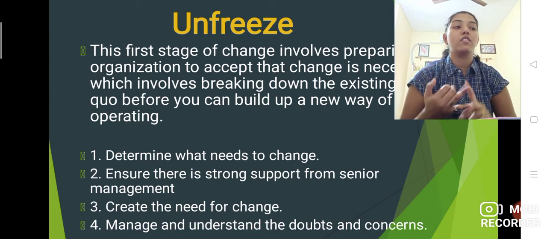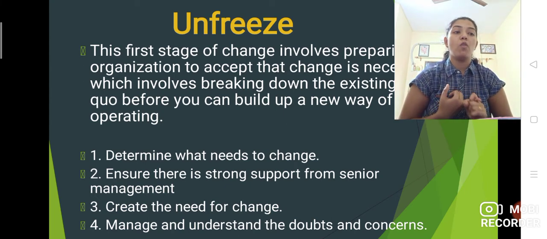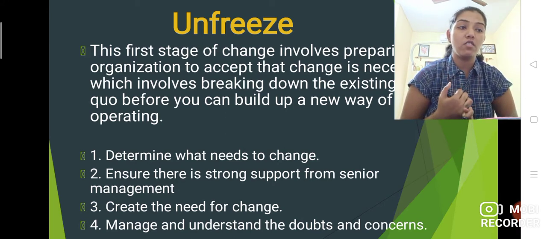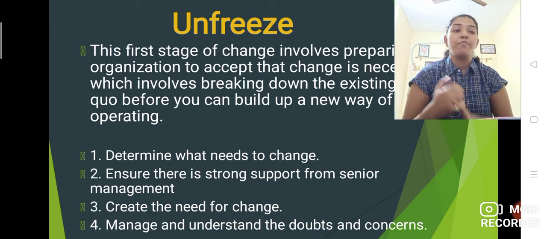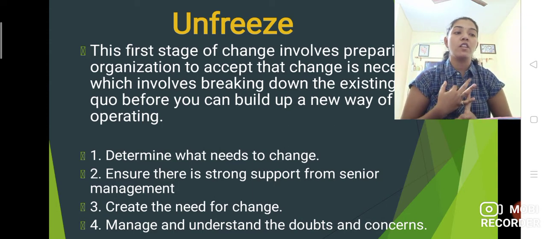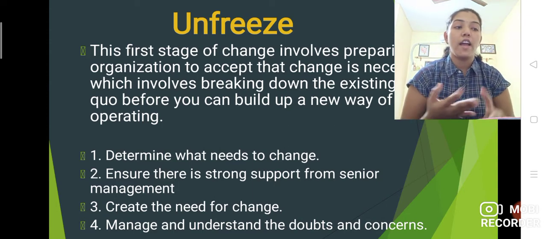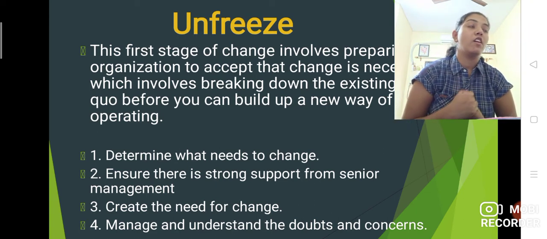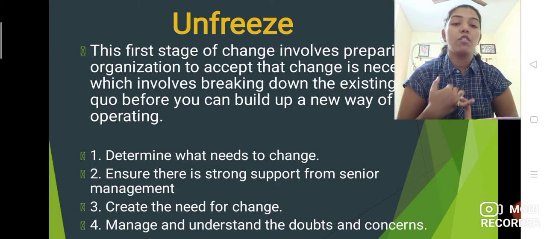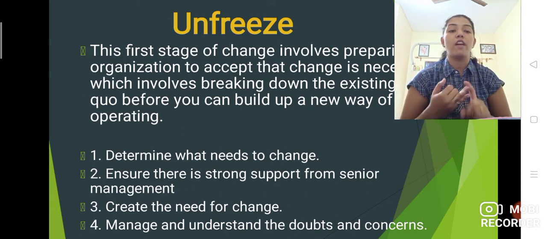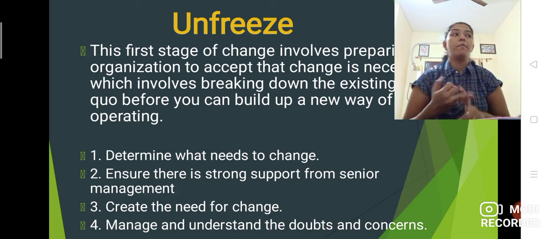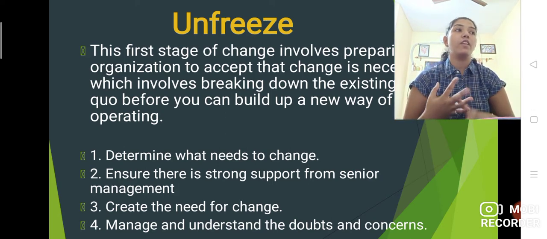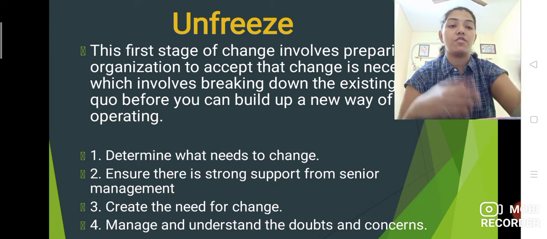Third is create need for change. That means create a compelling message about why change has to occur. Use your vision and strategy as well as supporting evidence. Then next is communicate the vision in terms of the change required and emphasize the why, what and when. The fourth one is manage and understand the doubts and concerns. So remain open to the employees' concerns and address them in terms of the need to change.